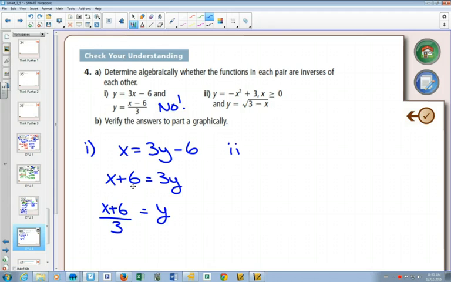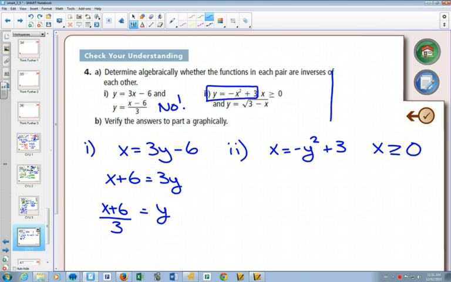For the second one, switch x and y. Ooh, they already restricted the domain. Okay, so this one might be helpful to think of the graph. If I think of the original graph, negative x squared plus 3, I'll do that one here in blue. That would be a parabola that got flipped down and then moved up 3. So the vertex would be right here. But I'm only looking at the part of the parabola where x is bigger than 0.